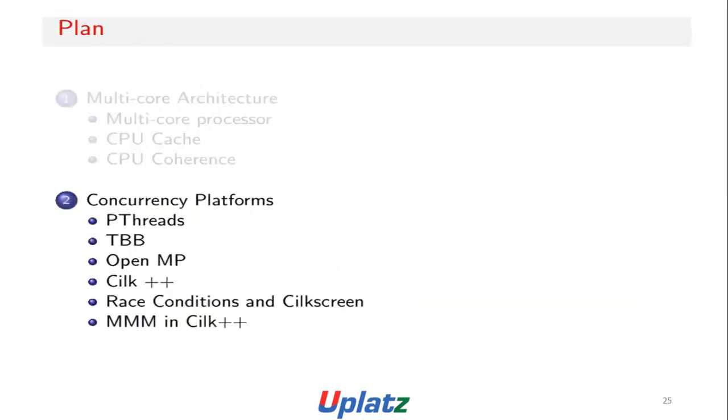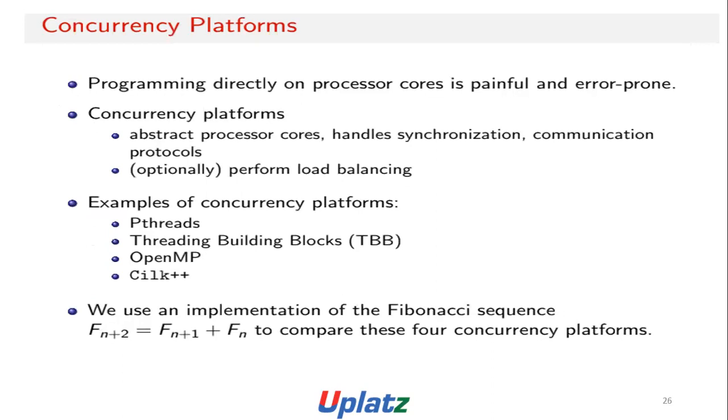Concurrency platforms: pthreads, TBB, OpenMP, Cilk++, race condition, Cilk screen. Programming directly on processor cores is painful and error prone. A concurrency platform abstracts the code, handles synchronization and communication protocols, and optionally performs load balancing. Examples of concurrency platforms: pthreads, threading building blocks (TBB), OpenMP, Cilk++.